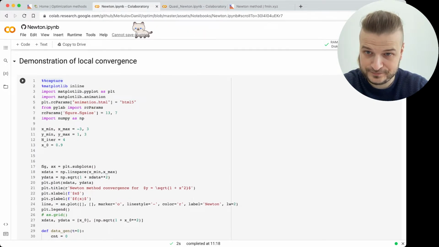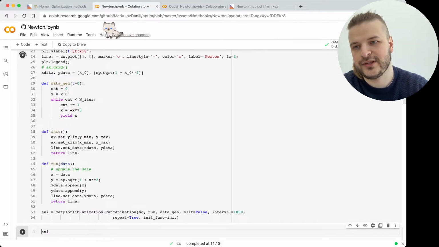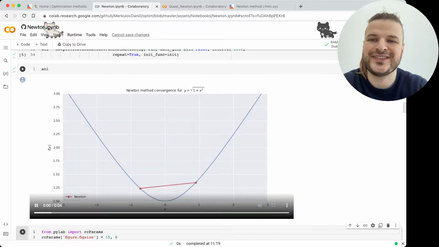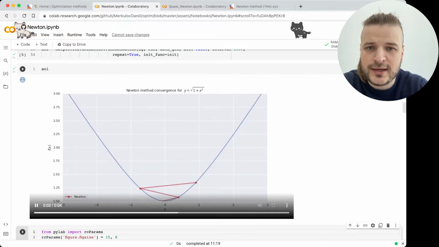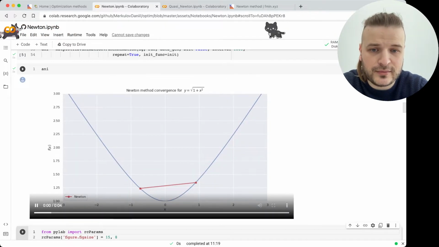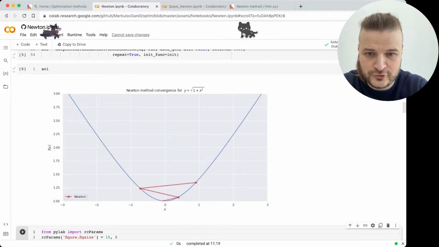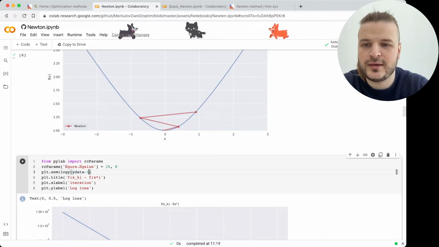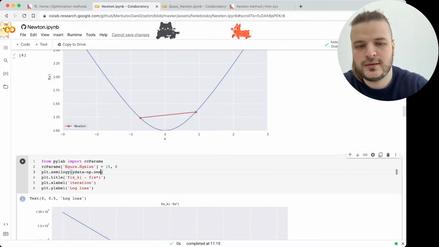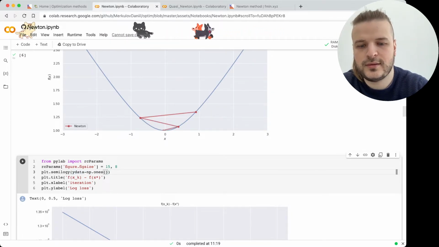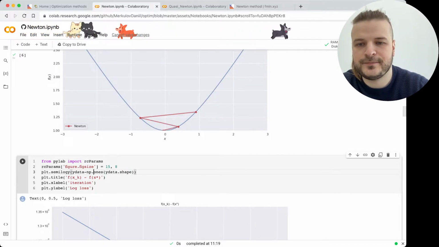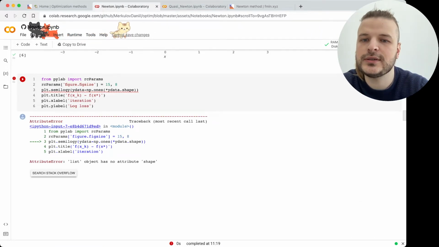But let's take a look at another example of a function which doesn't have this problem. And here we have, again, some convergence. And what about the convergence plot here?